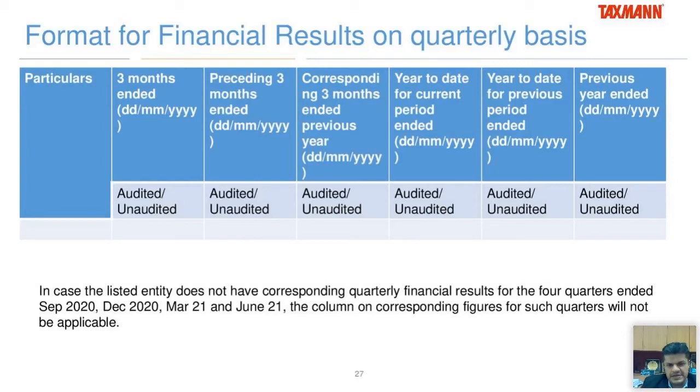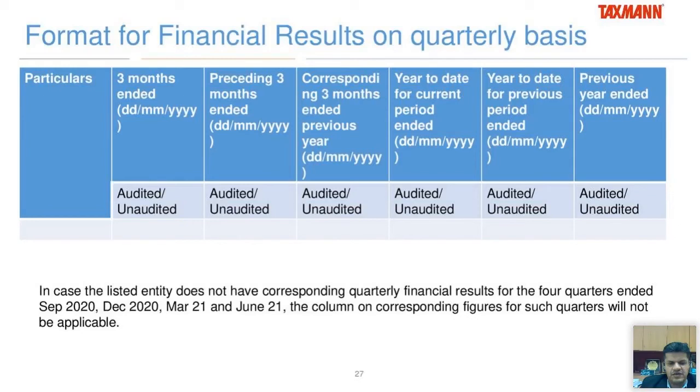You will also have the YTD of the current period ended 30th September. So you will have 6-month P&L for September 2021 and 6-month for September 2020, and finally you will have 31st March 2021, the last annual results. So this is the format which has been prescribed.